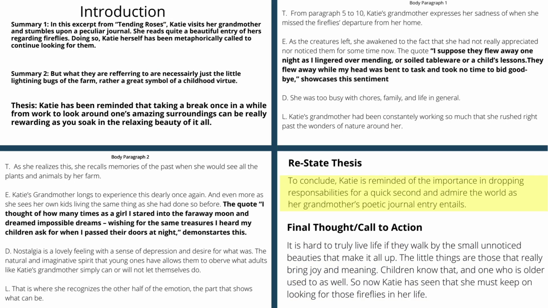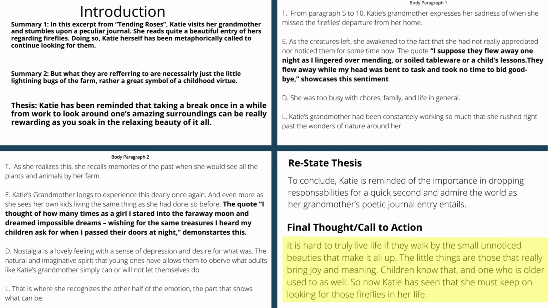All right, real quickly, let's look at the restated thesis. When you restate your thesis, you want to say something similar or the same thing that you said in your thesis statement, but with new words. Let's read it. "To conclude, Katie is reminded of the importance in dropping responsibilities for a quick second and admire the world as her grandmother's poetic journal entry entails." That is not a perfect sentence, but the reader can tell that the writer here is trying their best to restate the main idea of their thesis statement.